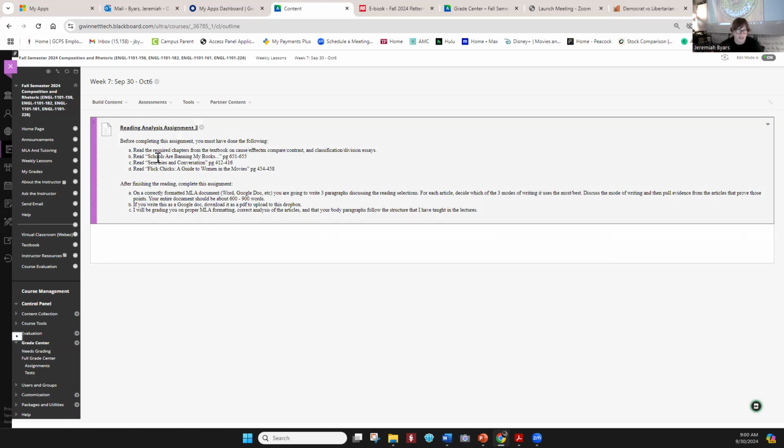You need to write about all 3. Use evidence from all 3. I don't really care if you repeat. If you're like, look, both of these are classification division, I can't pick one, fine. I don't care. If you're saying all three of them are division, whatever. I'm really just grading your MLA formatting, your use of quotes, your argument. Is what you say justified by what you wrote?